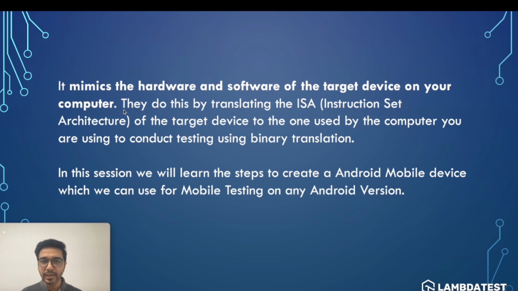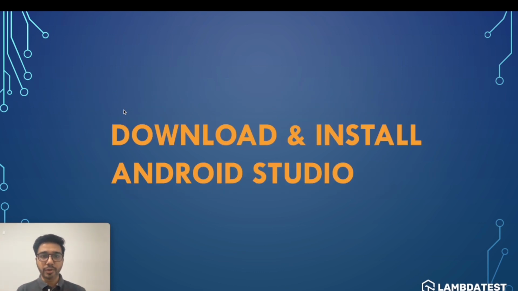So in simple language, it's an alternative for a real device. So instead of spending a lot of money at the initial stage to buy all the different types of devices for testing, go for emulator. The best part is emulator can give you all types of Android versions available in the market, most of the versions. We will see that while creating an emulator. Okay, so this is an alternative, right? Instead of buying a new device, go for an alternative with emulator.